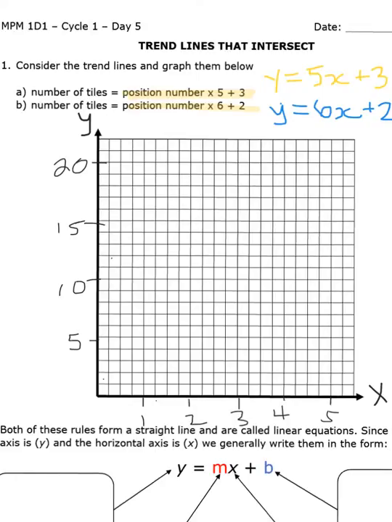So if I'm looking at my yellow line right here, 5x plus 3, or position number times 5 plus 3. When my position number is 1, 1 times 5 is 5, plus 3 is 8. So I'm going to have a dot at 1, 8 right here. That's not on the line. Yours is going to look better because it's not on an iPad.